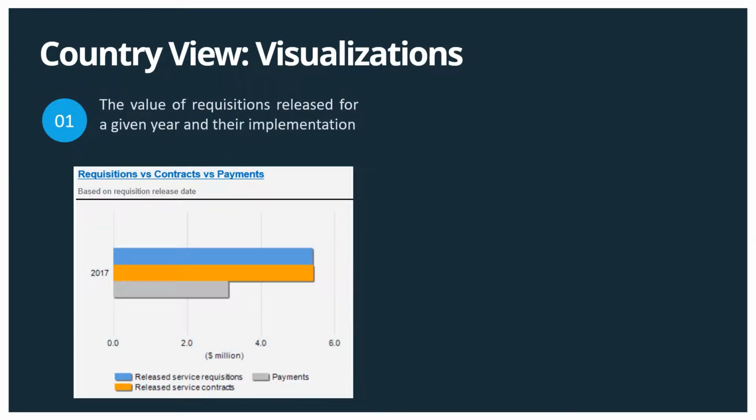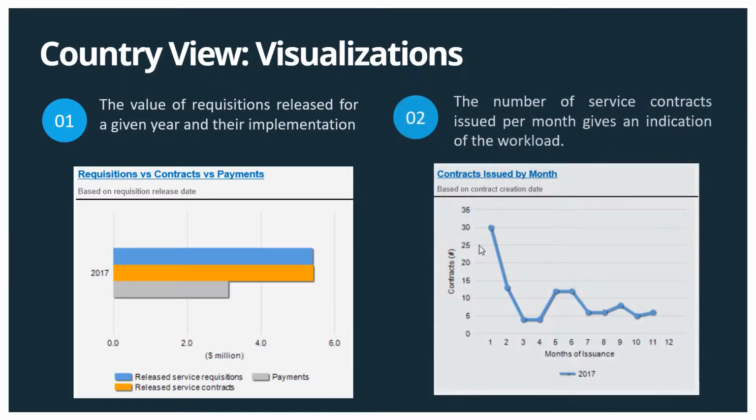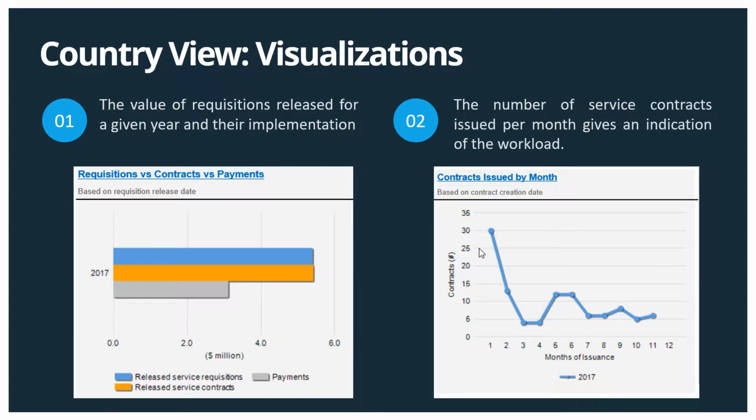Automated graphs exist for the value of your released requisitions for a given year, the value of contracts raised against them, and the payments made against those contracts. The number of service contracts issued every month for the selected year. This gives an indication of your workload and may be referenced for your future planning.